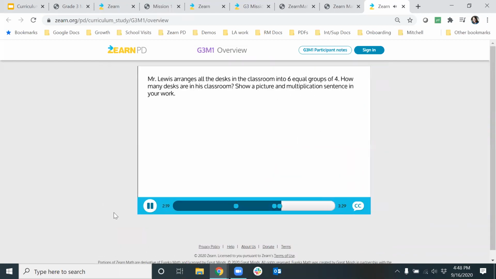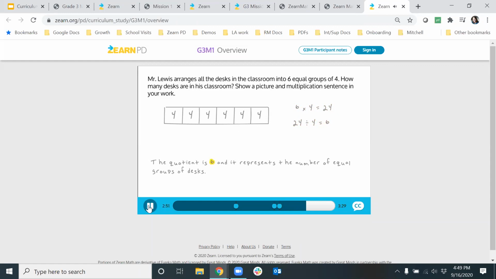To solve this problem, some students may use the strategy of drawing 6 groups of 4, similar to what they learned in the beginning of the mission. Others may draw an array showing 6 rows of 4. And still others may draw the more sophisticated and abstract representation, a tape diagram, showing 6 units with a 4 in each unit. By the end of the mission, students should be able to write multiplication and division sentences and identify the meaning of the equal groups and the total. So I'll pause the video there.